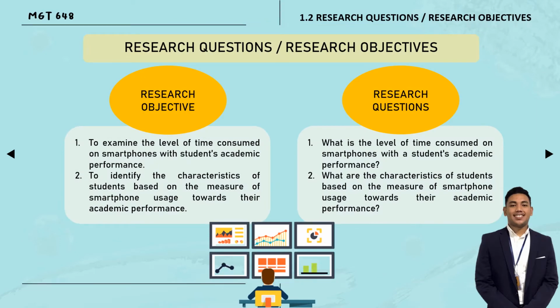Okay, next we go to the RO and the RQ. The first research objective is to examine the level of time consumed on smartphones with student academic performance. Second is to identify the characteristics of a student based on the measure of smartphone usage towards their academic performance. For the research questions, first, what is the level of time consumed on smartphones with student academic performance? Second, what are the characteristics of a student based on the measure of smartphone usage towards their academic performance?